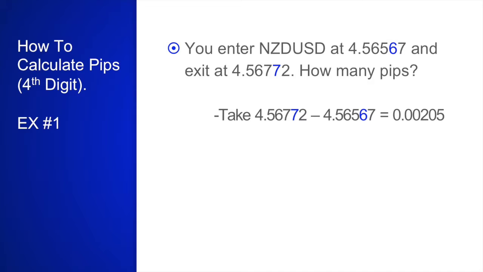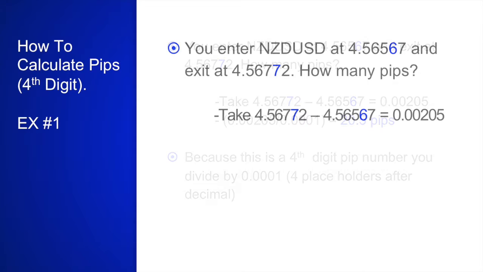Now let me just stop and pause you. Some people can get all up in a frenzy about which one you take first to subtract. If you want, go with the bigger number. If you end up with a negative number, who cares? Ignore the negative. So really, you could just punch these in any direction. The most important part is that you get that answer equals 0.00205.